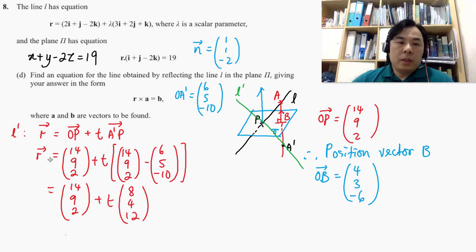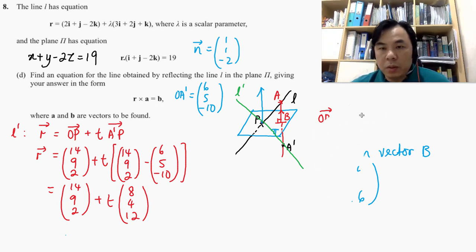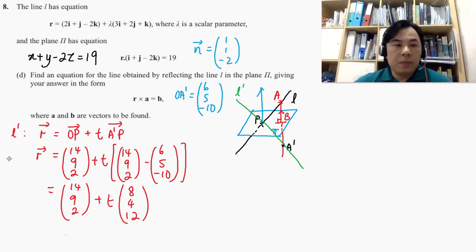It's just that this line equation is in a parametric form. It's still in a vector form, but it is more like a parametric form. How can we convert this into the vector product form? Okay. Now this is how we're going to do it. And so I'm going to erase this.